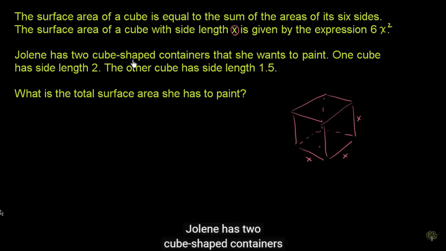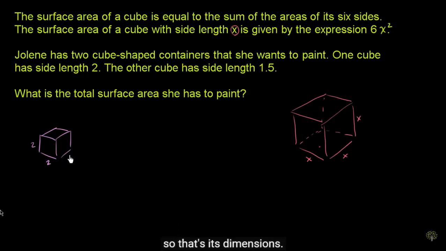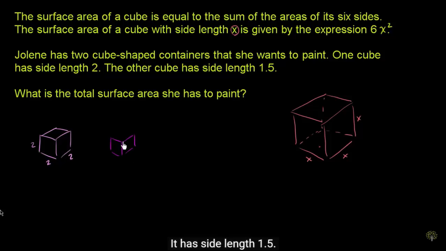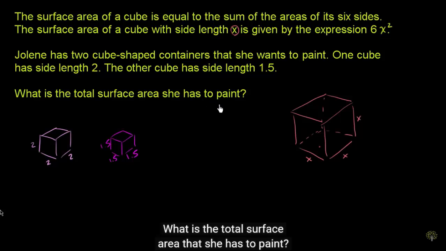Jolene has 2 cube-shaped containers that she wants to paint. One cube has side length 2, so this is one cube right over here. Let me do my best to draw it. So this right over here has side length 2. The other cube has side length 1.5, so it's going to be a little bit smaller. It's 1.5 by 1.5 by 1.5. What is the total surface area that she has to paint?